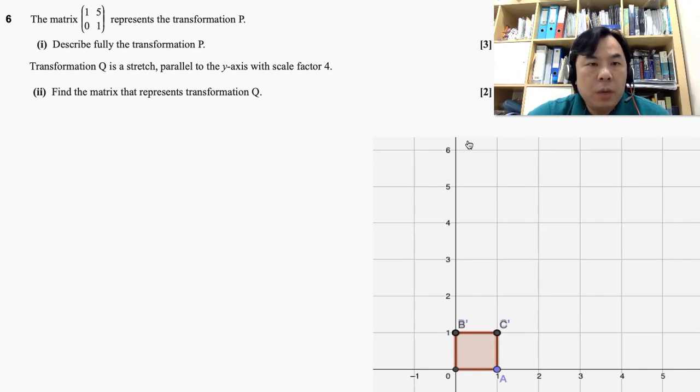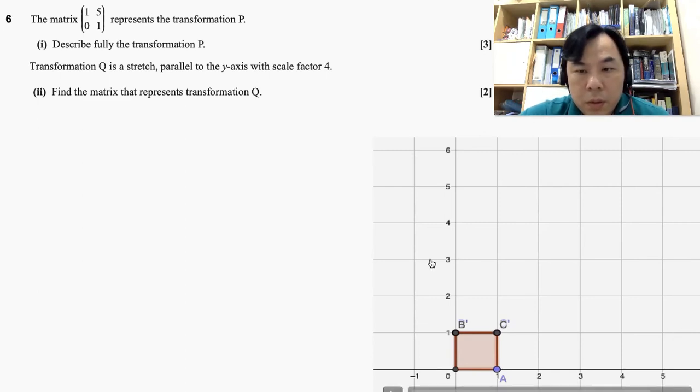Here we are informed that transformation matrix Q is a stretch parallel to the y-axis with a scale factor of 4. A scale factor of 4. So how do we represent this matrix transformation Q here? Okay, now just let me show you how the effect of this transformation matrix looks like. Then later we can decide on the structure of this matrix.